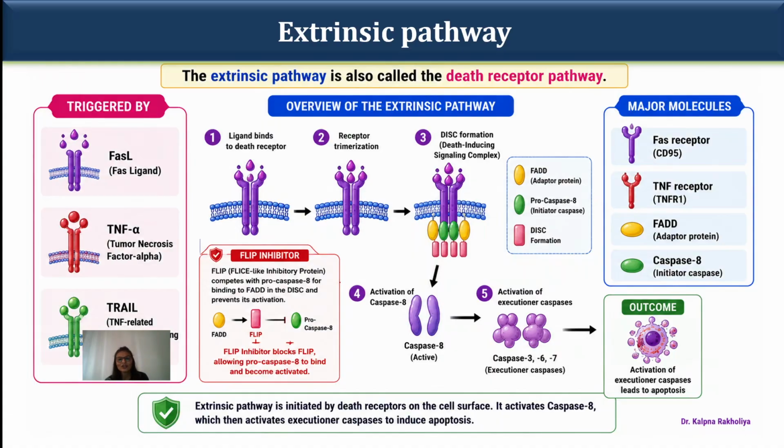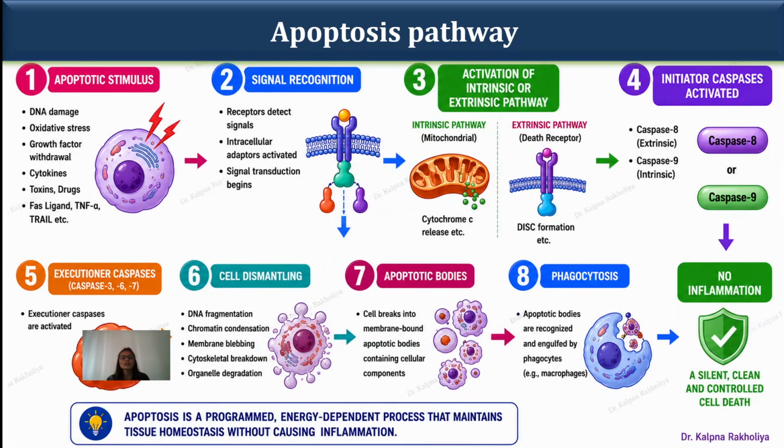After caspase 8 is activated, it activates the executor caspases like 3, 6, 7, and ultimately the cell will die. So this is the extrinsic pathway. Now let's come together and discuss the overview of the apoptosis pathway, whether it is the extrinsic or intrinsic pathway, and how the whole process occurs.